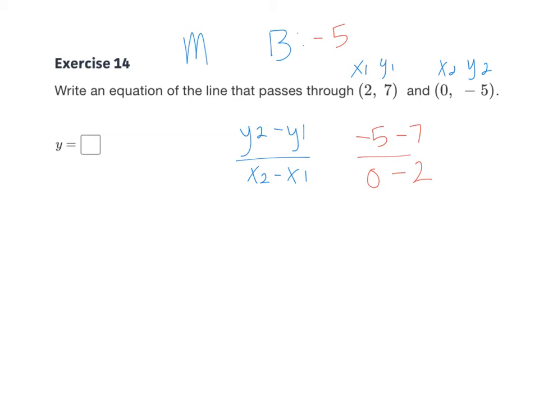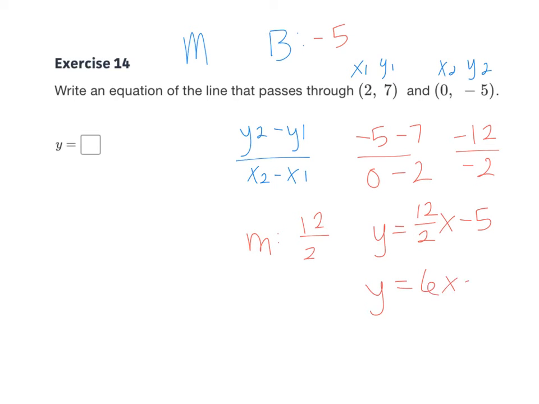Negative 5 minus 7 is negative 12. 0 minus 2 is negative 2. And a negative divided by a negative is a positive. So our slope is 12 halves. Okay, so let's talk about this. You could write the equation now as y equals 12 halves x minus 5. Or if you wanted to simplify the slope, 12 divided by 2 is 6. So you could also write this as y equals 6x minus 5.